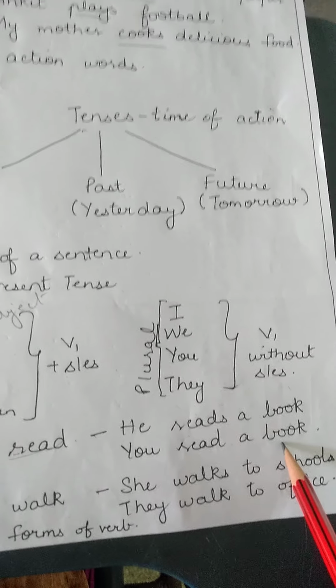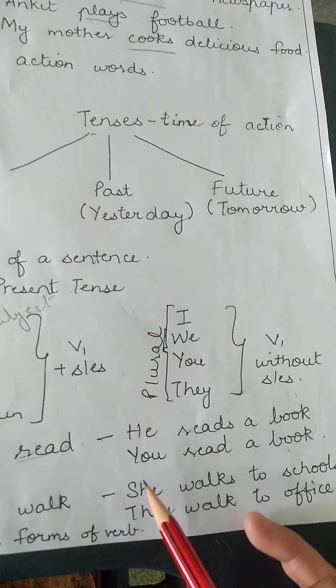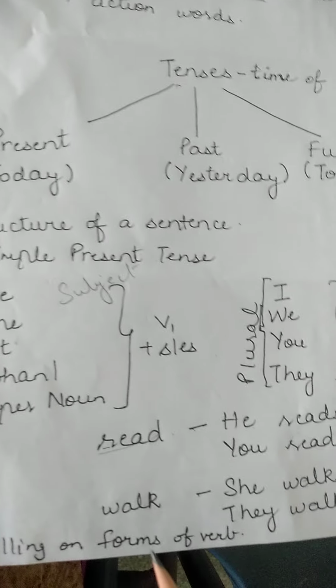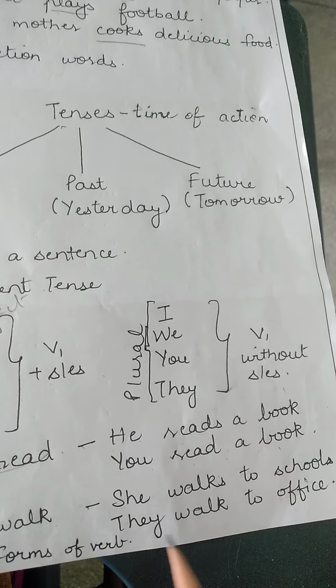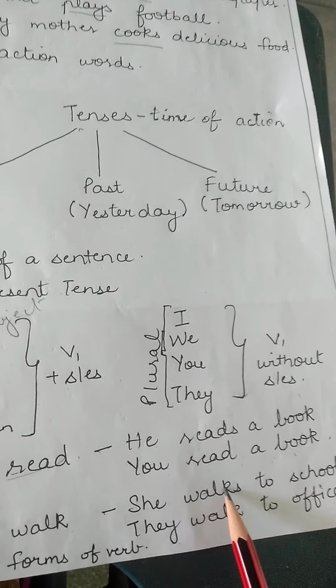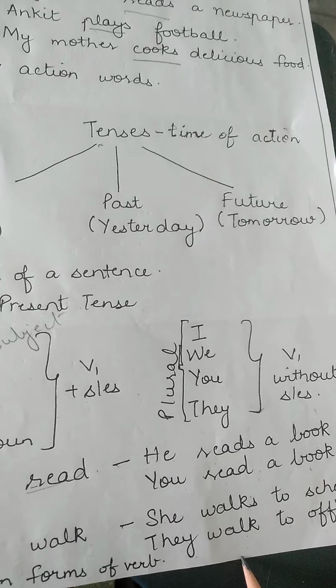Similarly, if I use the same verb to form a sentence with a plural, you read a book. Clear? So when the subject is singular, we have to use the s form of the verb. When the subject is plural, we have to use the verb without the s form. Similarly, if I have to form a sentence using the next verb, that is walk: she walks to school and they walk to office. That is singular and plural, s form and without s form, and both are in the simple present tense.